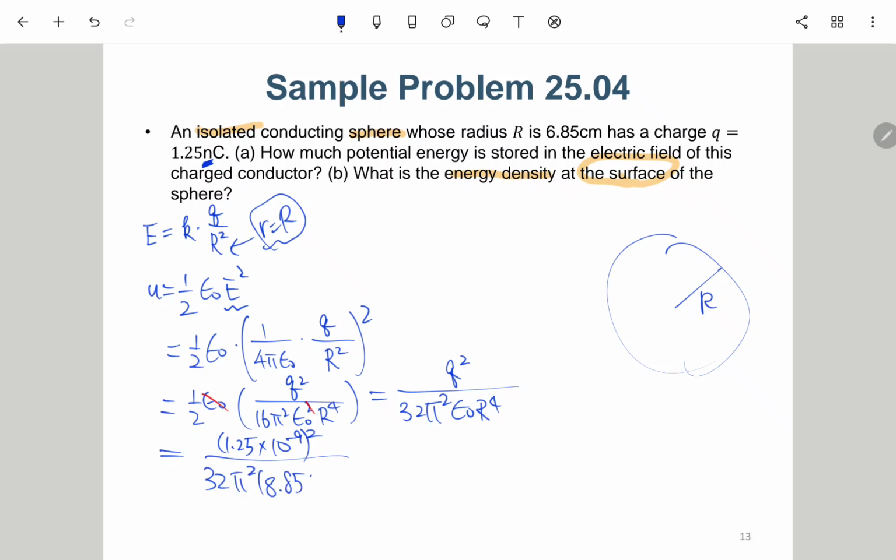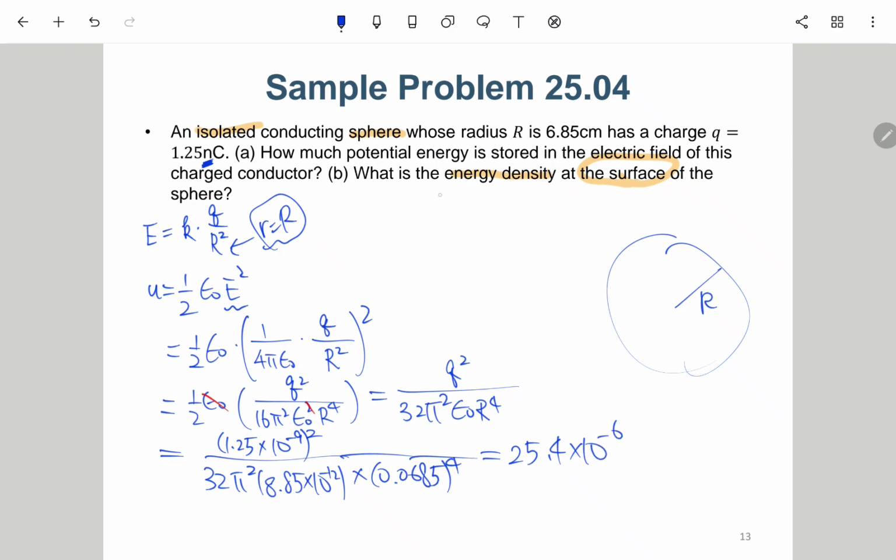naught is 8.85 times 10 to negative 12, and then times 0.0685 to the 4th power. So this is 25.4 times 10 to negative 6.